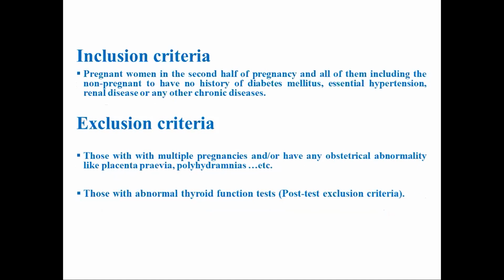The inclusion criteria were pregnant women in the second half of pregnancy, and all of them, including non-pregnant, to have no history of diabetes mellitus, no history of essential hypertension or renal disease or any other chronic diseases. The exclusion criteria were those with multiple pregnancies and or any obstetrical abnormality like placenta previa, polyhydramnios, etc. Those with abnormal thyroid function tests were also excluded.